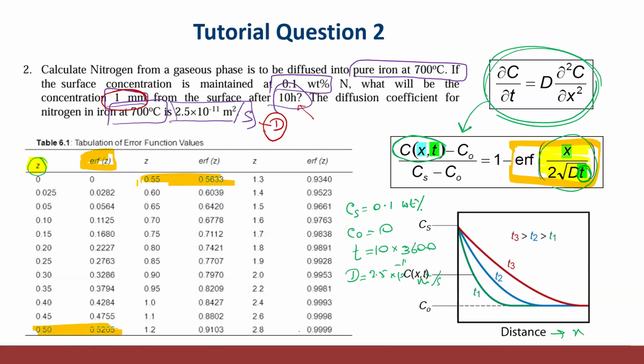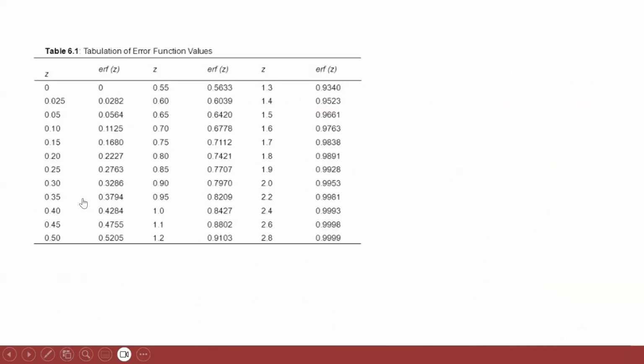0.527, do you all get it? Get it at the back? Okay, so now see, if you look at the table, your Z value is 0.527. So when the Z is 0.55, you have error function as 0.5633. When the Z is 0.5, you get 0.5205. So how do we find for this one now?